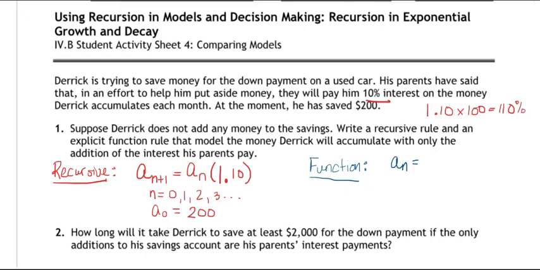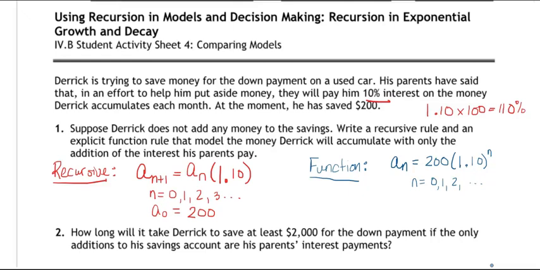It's going to be a sub n equals, and then it's going to be the initial value, so in this case, 200, times my growth or decay rate, which we already discovered was 1.10, so that's going to be 1.10 to the n exponent. And then n equals 0, 1, 2, so on and so forth. So this is my function rule.